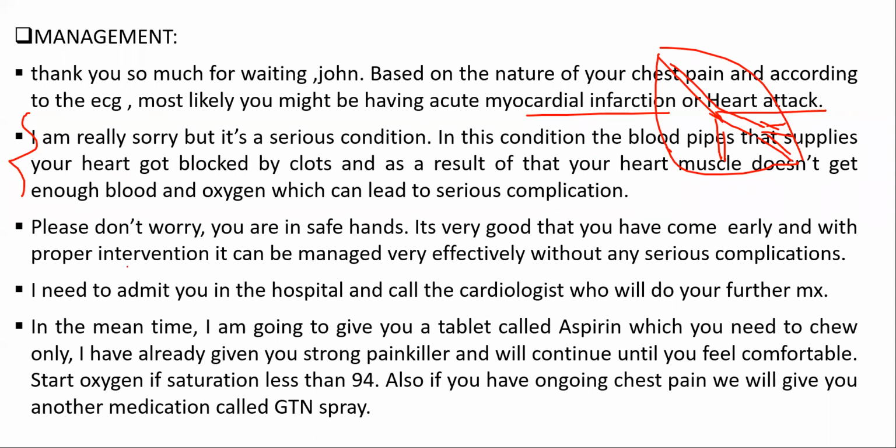But please don't get stressed, because you are in safe hands, and it's very good that you have come early, and with proper intervention, the serious complications can be managed. We always follow the sandwich approach, in which initially we say that this is a life-threatening complication or a very serious condition. But again, we always reassure at the end, because if the patient is with you, you can actually treat the patient effectively without this complication.